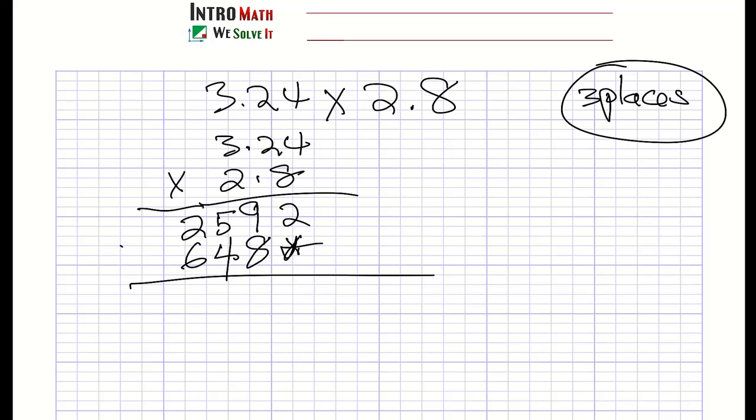You bring 2. Now you gotta do addition. Bring 2 down. 9 plus 8 is 17. You write 7. Carry 1. Right. 5 plus 4 is 9 plus 1 is 10. You write 0. Carry 1. 2 plus 6 is 8. Plus 1, 9. You see that?